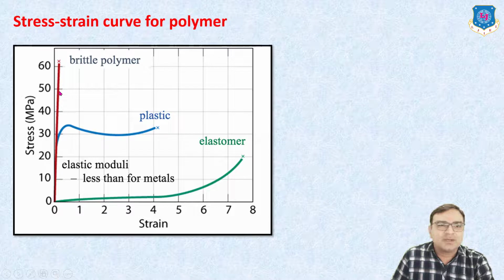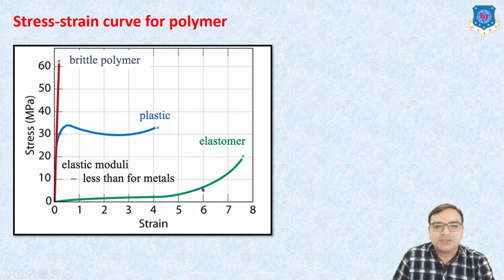The brittle polymer graph is a straight line. There is no yield point or plastic zone here. Now plastic material behaves like a ductile material. In an elastomer material, the graph shows the strain increasing for a small amount of stress. At the end, near breaking, slightly more stress is required to increase the strain.